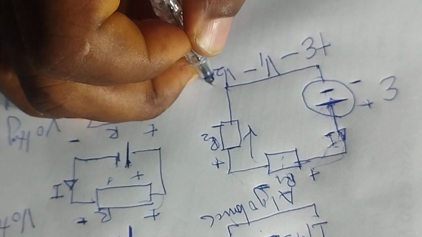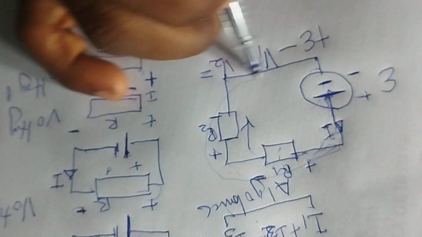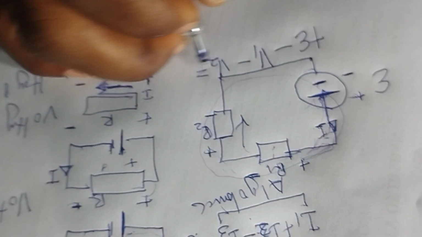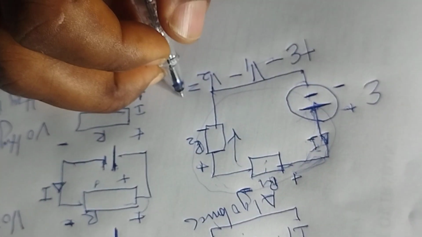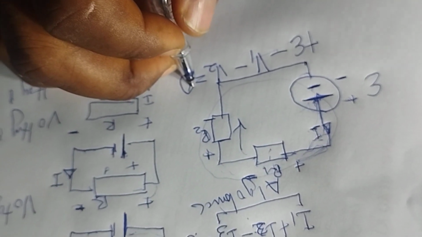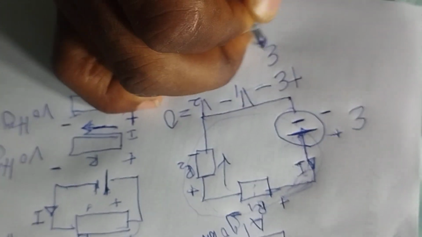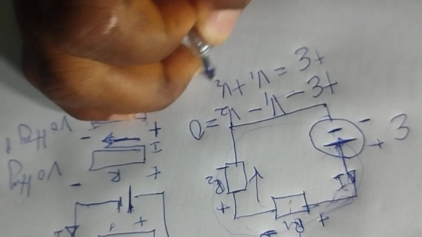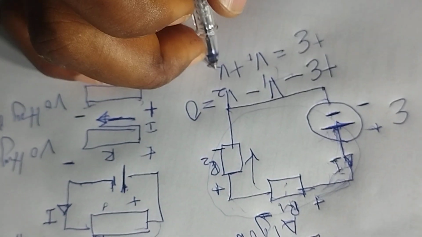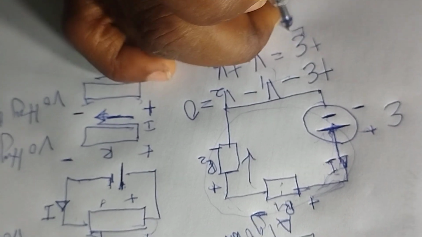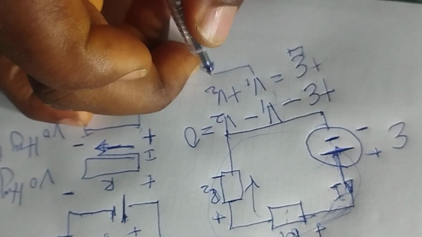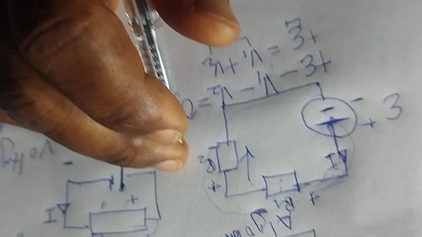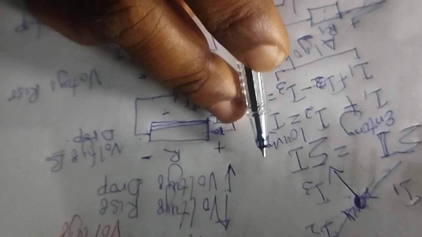Kirchhoff's law says in this particular closed circuit, the algebraic sum of the voltages in a circuit must be equal to 0. And also the total electromotive force in a circuit is equal to the total voltage drop. So if you carry these two to this other side, it becomes positive. So the total electromotive force in a closed circuit must be equal to the total voltage drop in that circuit. These are the two laws of Kirchhoff.